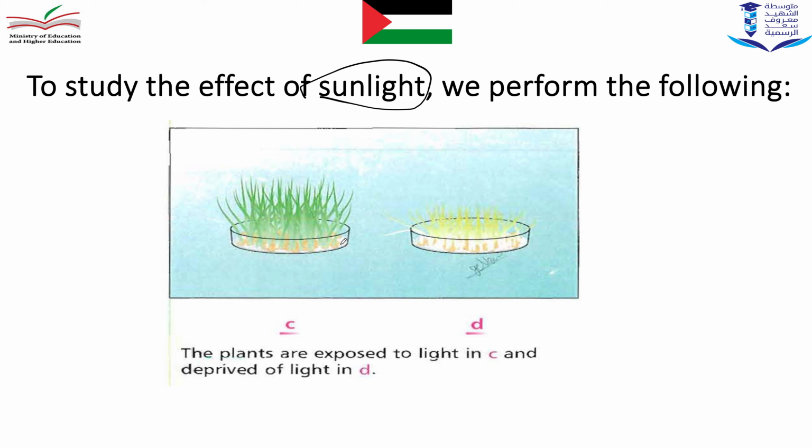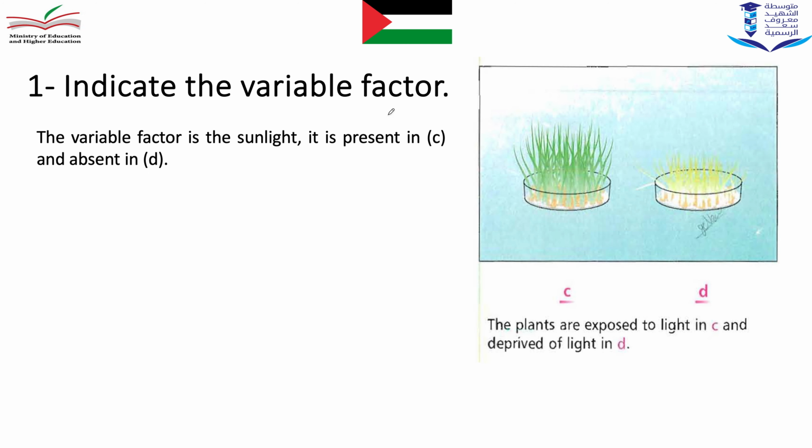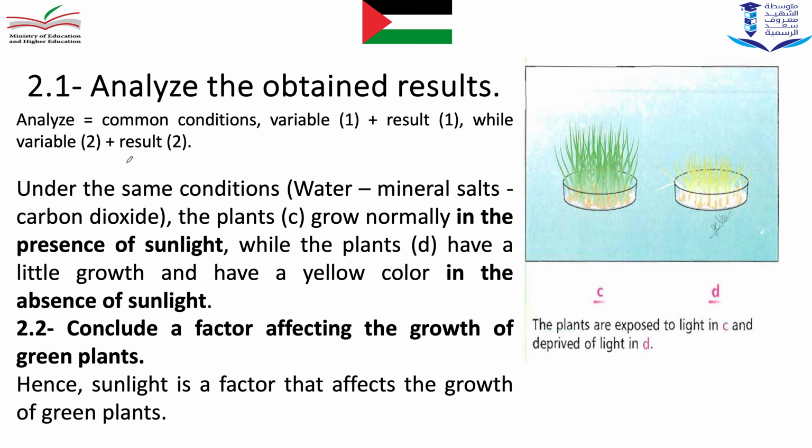So the variable factor now in this experiment is not the water, it's the sunlight. What is the variable factor here? It's the sunlight, present here and absent here. So we put these plants exposed to sunlight and these plants in darkness.